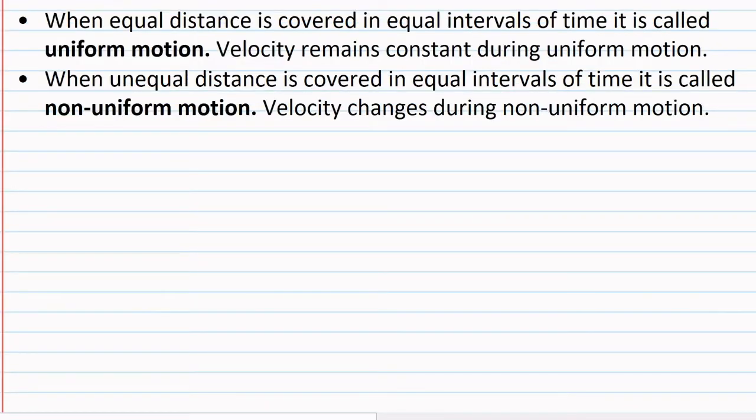Now let's look at uniform motion and non-uniform motion. In uniform motion, equal distance is covered in equal intervals of time, whereas in non-uniform motion, unequal distance is covered in equal intervals of time.